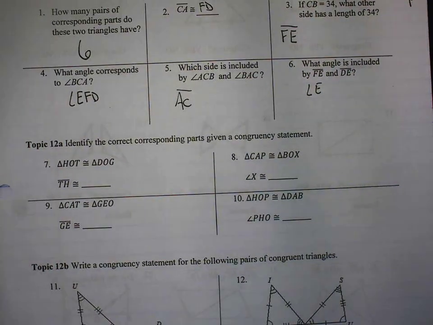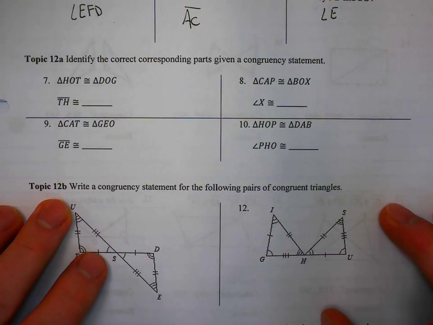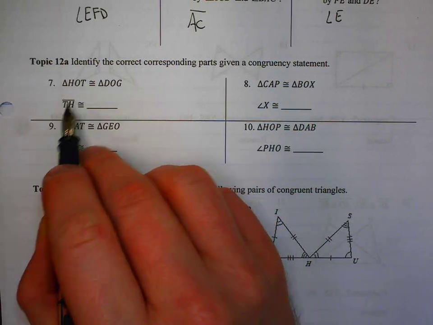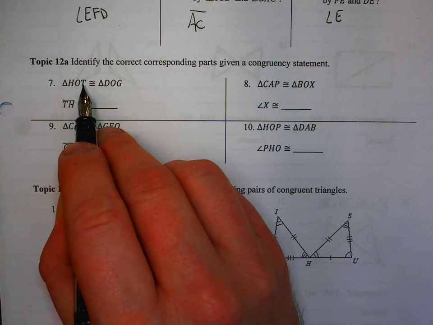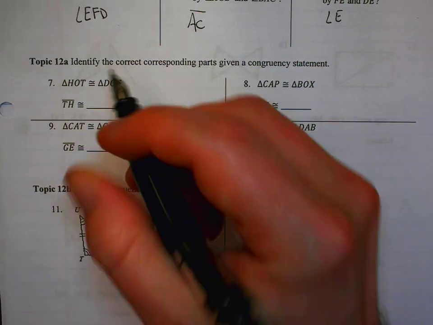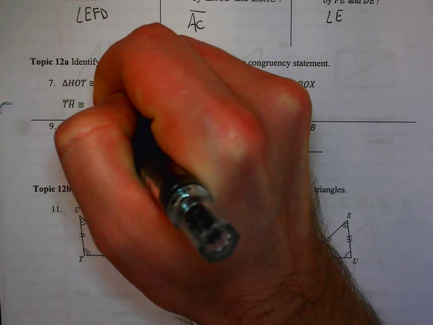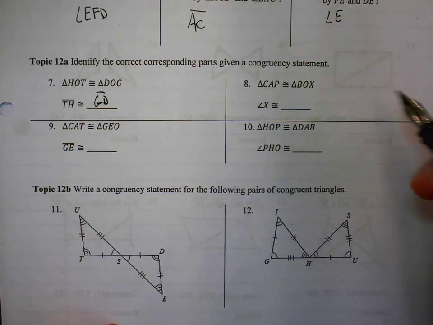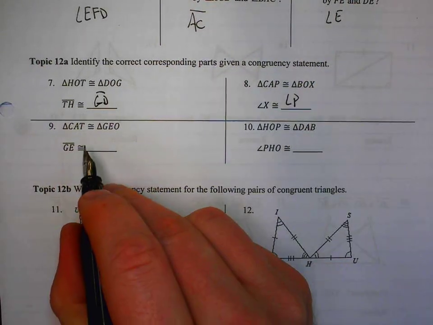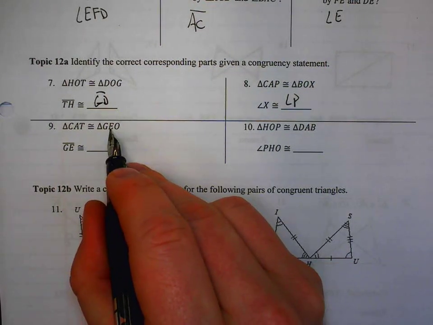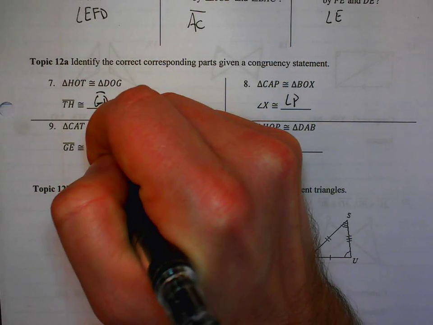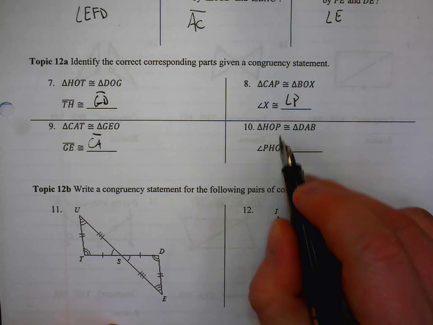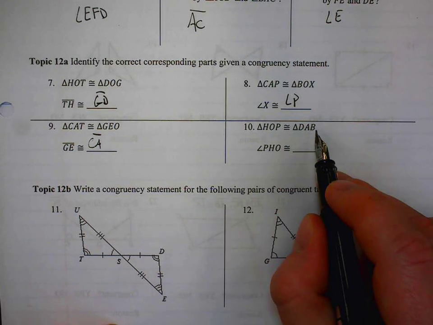Moving on. Identify the corresponding parts given a congruency statement. Triangle HOT is congruent to triangle DOG. TH are the third and first. Third and first here would be GD. Angle X. Angle X is the third letter. The third letter in the first one would be angle P. Segment GE. GE is the first 2 letters. The corresponding first 2 letters would be CA. PHO. 3, 1, 2 would be BDA.